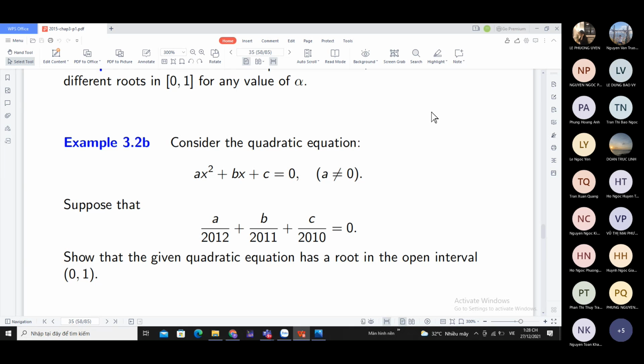Actually, we can consider the general problem. Here, we can replace the number 2010 by a number m. m here is just a natural number. Okay, now let me show you the general problem. Let me share another slide here.